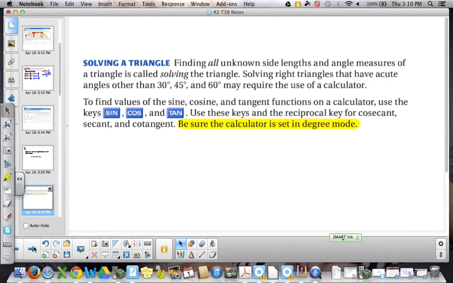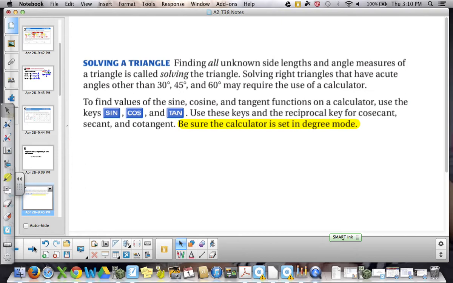So, to start with, when we find all unknown side lengths and angle measures of a triangle, this is called solving a triangle. Okay, and that's really kind of the objective of this target, to be able to solve a triangle. Today we're going to look at finding the unknown side lengths.